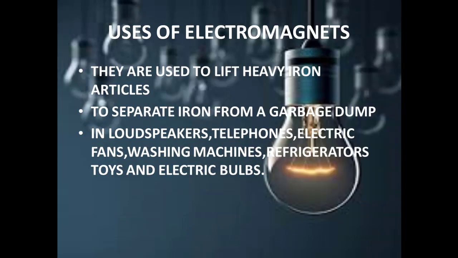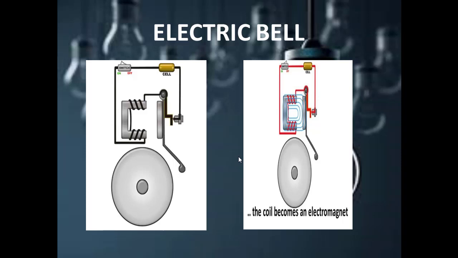So these are the uses of electromagnets. Electromagnets are used to lift heavy iron articles in industries. They are also used to separate iron from garbage drum. This is also highly used in industries. Next come the electrical appliances. You can find the use of electromagnets in loudspeakers, telephones, electric fans, washing machines, refrigerators, and electric bulbs.